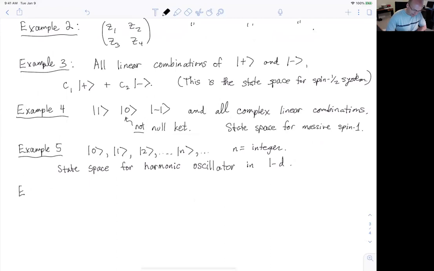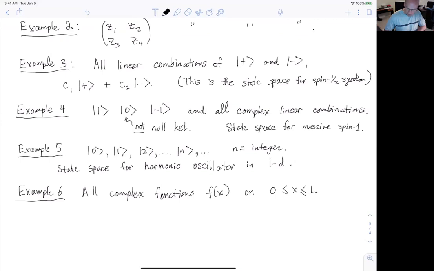And now let's do example six. So example six might be all complex functions, let's call them f of x, on an interval, let's take it 0 less than or equal to x less than or equal to L. And just for fun, let's impose a boundary condition that f of 0 and f of L are both 0.